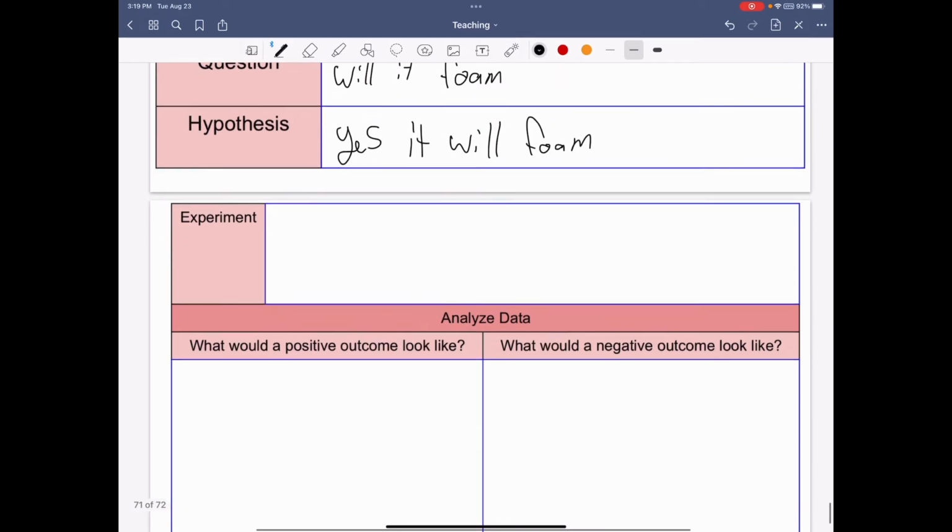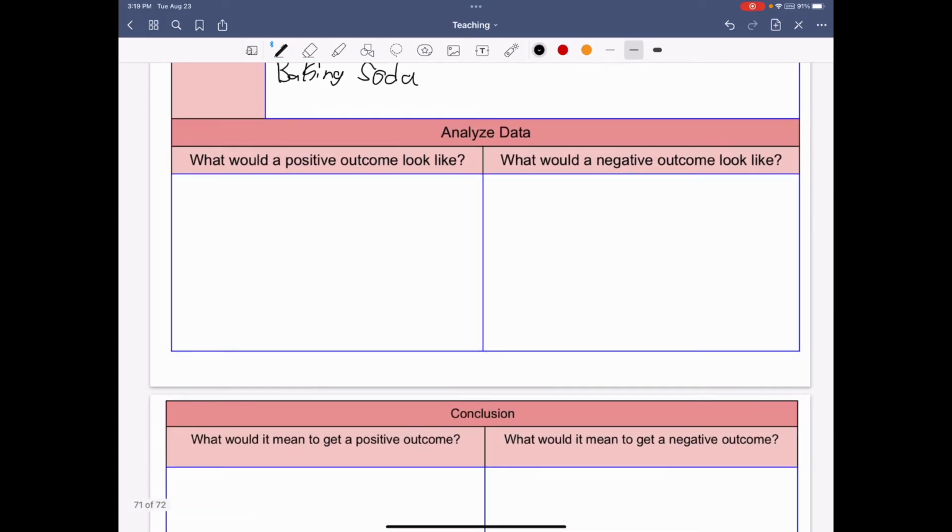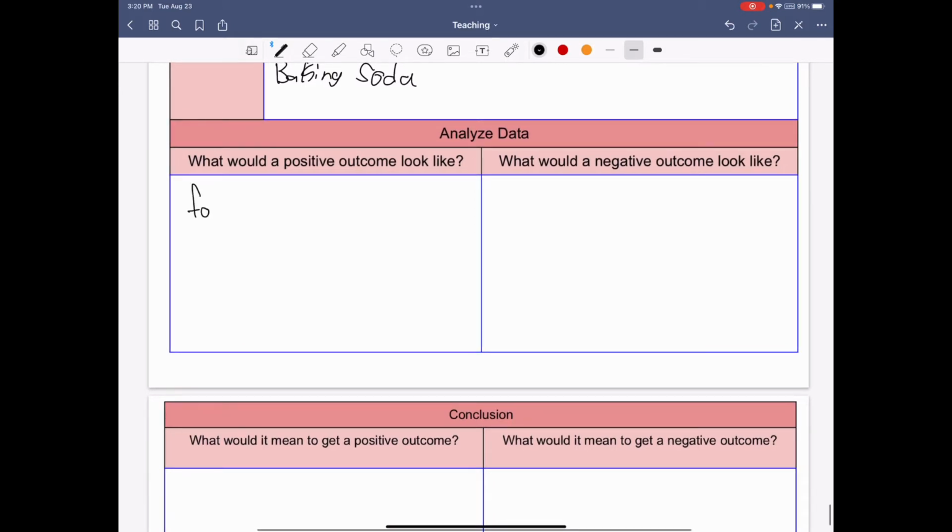Then my experiment: I'm going to mix, let's say, 1 cup Coke with 1 tablespoon baking soda. Now, positive outcome. This is my results that support my hypothesis. So, foam is made. Negative outcome, no foam.